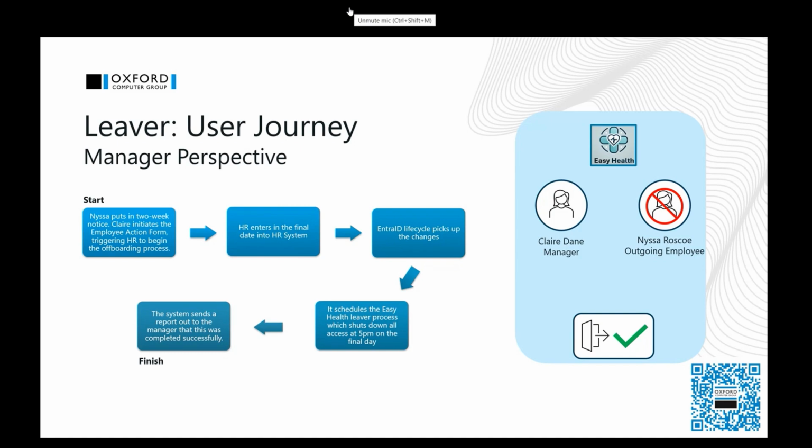After about 3 years of working at Easy Health, Nisa, an employee there, is moving on to a new opportunity. Her last day is in 2 weeks. Claire kicks off the employee action form, which triggers HR to start the leaver process. HR then enters the final date into their HR system. Entra ID Lifecycle picks up the changes and schedules the Easy Health leaver process, which shuts down all access at 5 p.m. on the final day and sends a report out to the manager that this was completed successfully.